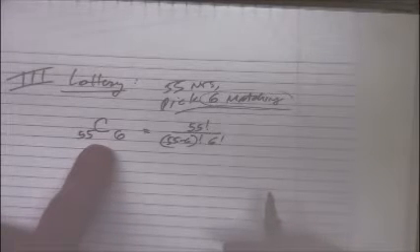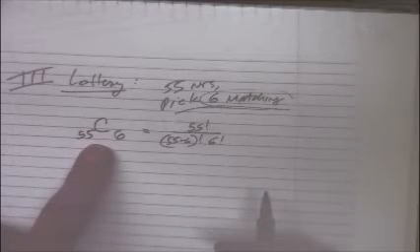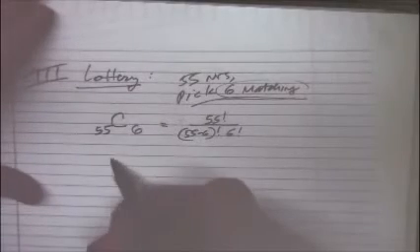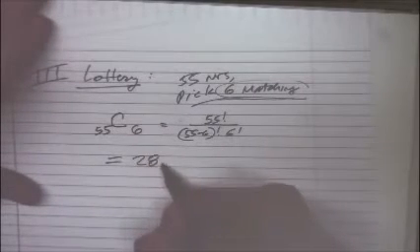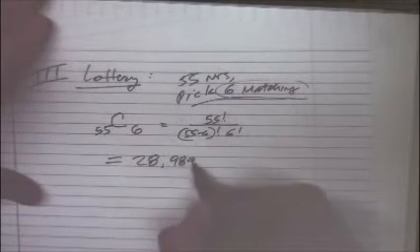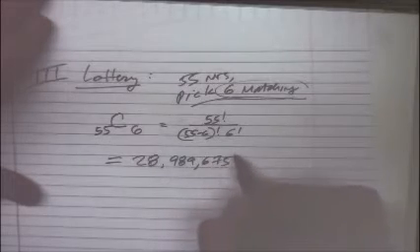Got a lot of work to do with that. Did I show you how to put that in the calculator? Mm-hmm. Yep, okay, good. So if you do that and put it in the calculator, I'll just tell you right now, I get 28,989,675.